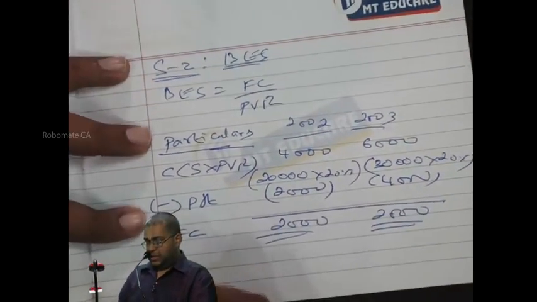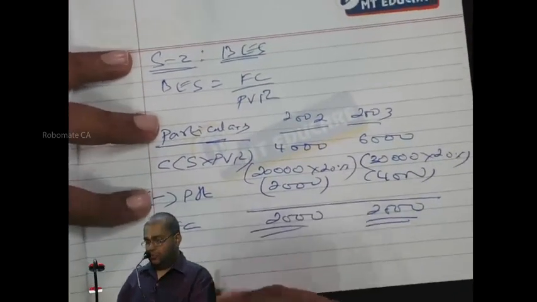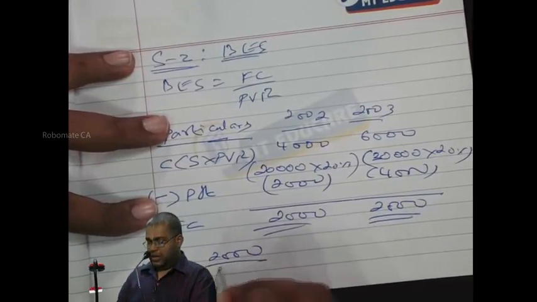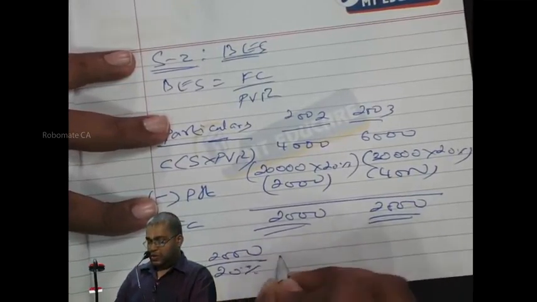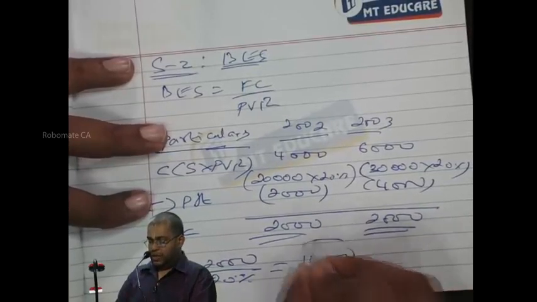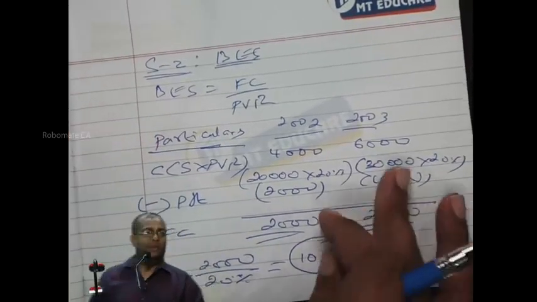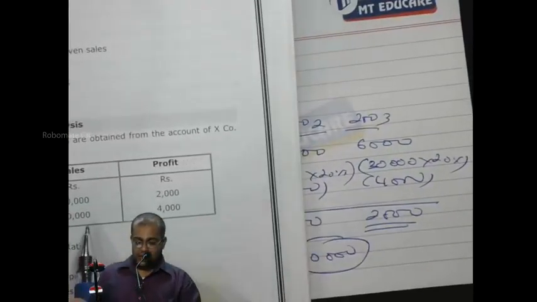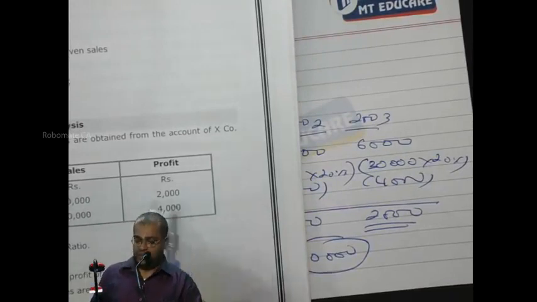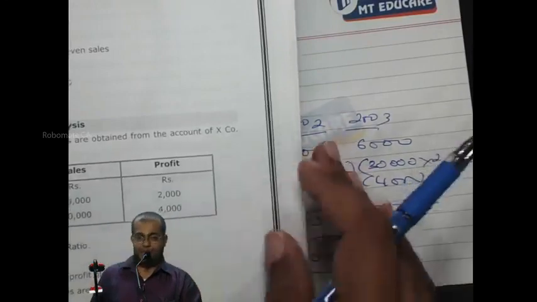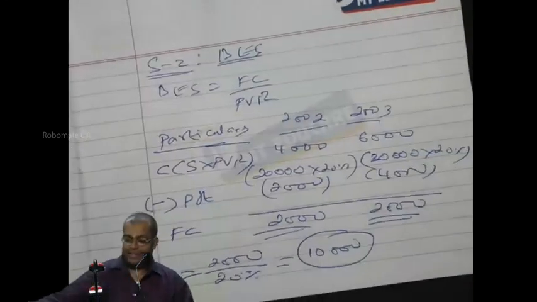Next, break-even sales is equal to 2,000 divided by 20%, which is 10,000. Break-even sales is 10,000. So much discussion is not required here. See, at 30,000 sales the profit is 4,000, at 20,000 sales the profit is 2,000, so at zero profit the sales is 10,000. Enough, right?